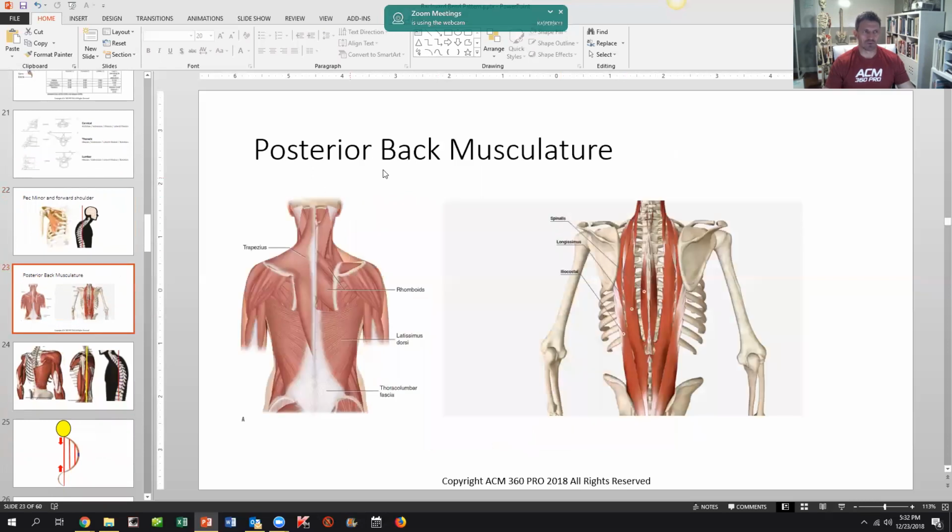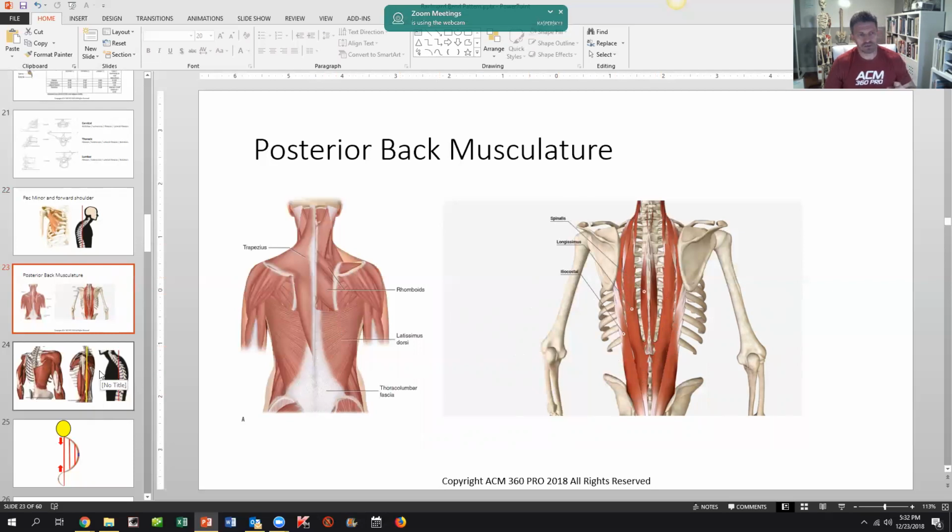Real quick, looking at the posterior back muscles, just to give you an example or illustration, the lat muscle is attached to the lumbar sacral fascia. It has a big implication on our spine's posture as far as stability and even encouraging kyphosis, as well as the three long erector spinae muscles of the back, right? The spinalis, longissimus, and the iliocostalis.